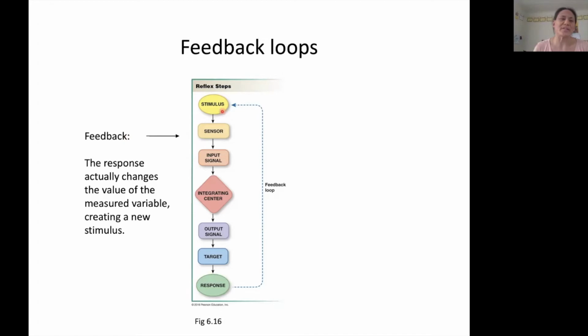So imagine our temperature is too high, we do a bunch of things to bring our temperature back down. That's the response, our new lower temperature. And then that becomes the next stimulus. So it feeds back on itself, hence the name feedback loop. We have two types of feedback loops that we're going to be looking at in this video. One is positive feedback loops and two, negative feedback loops. We're going to start by looking at negative feedback loops.